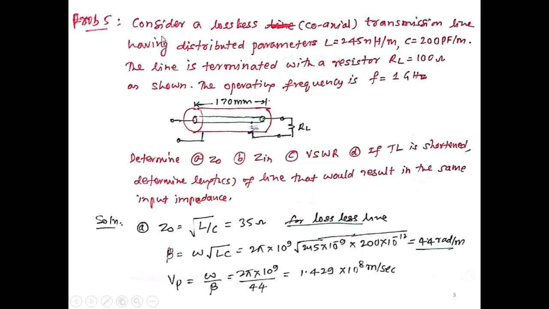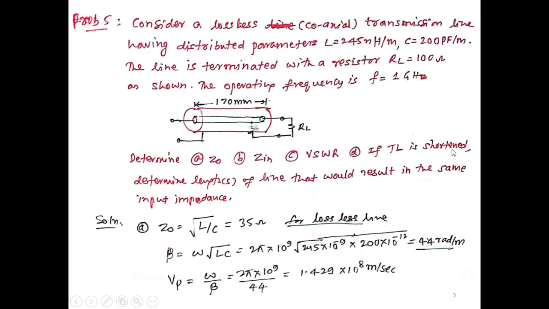So consider the problem: a lossless coaxial transmission line having distributed parameters L is equal to 245 nanohenry per meter, C is equal to 200 picofarad per meter. The line is terminated with a resistor RL is equal to 100 ohm as shown in the figure. The operating frequency is f is equal to 1 GHz. So you have to determine characteristic impedance, input impedance, voltage standing wave ratio.